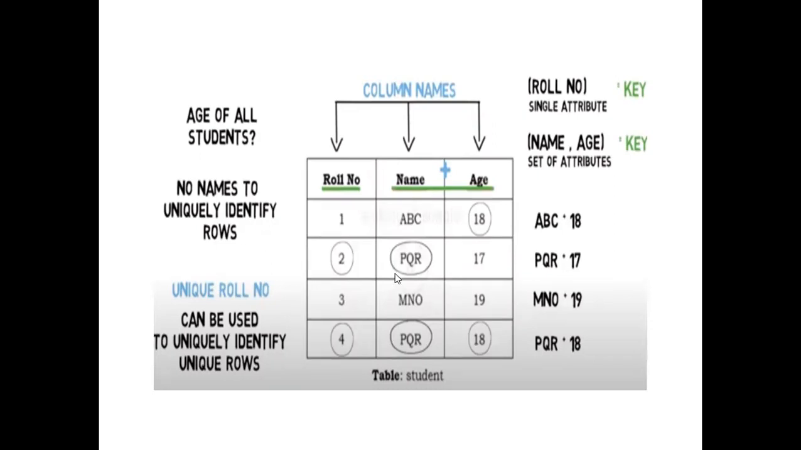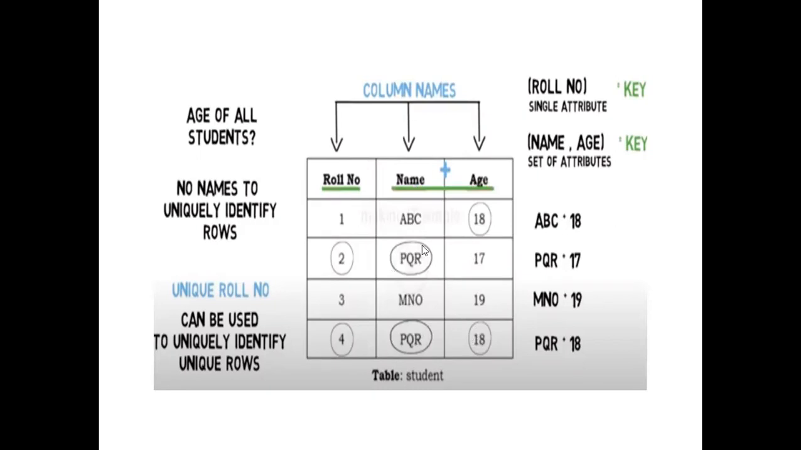Apart from the roll number, we have two other columns in this table, that is name and age. If we consider them individually, then there may be repetition or redundancy. That is, the name is duplicated, PQR, PQR. The age is also going to be duplicated. But if we combine them, then we get a unique value. Let's see, if I combine name and age, what happens? There are two values for PQR. There are two instances of age 18.